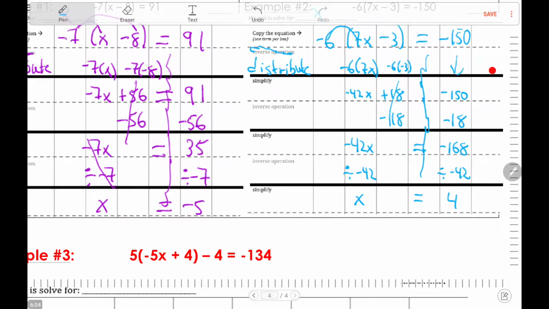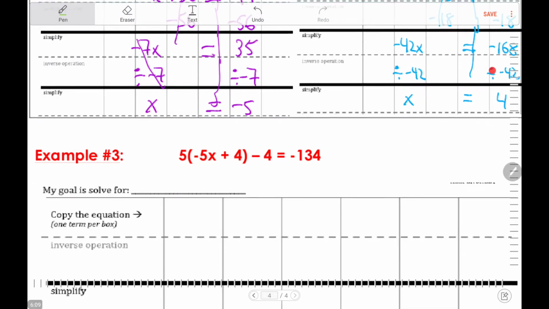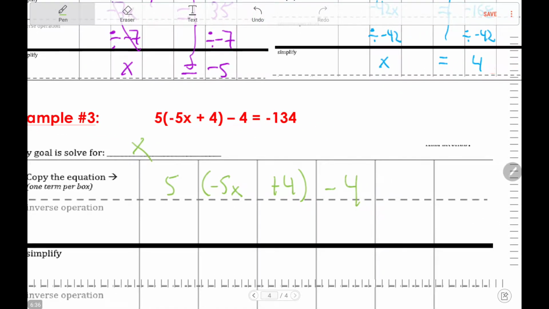I know what you're thinking. You're thinking, I haven't had enough. So here's another one. We're going to solve for x. Copy the equation, so 5 times negative 5x plus 4, minus 4. This one's new. This one has a little trick to it. Minus 4 equals negative 134.